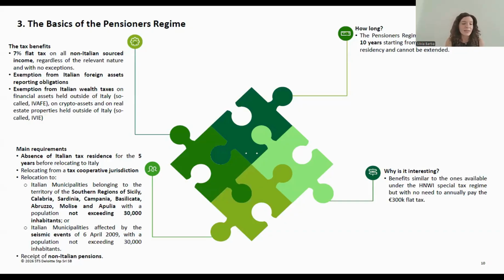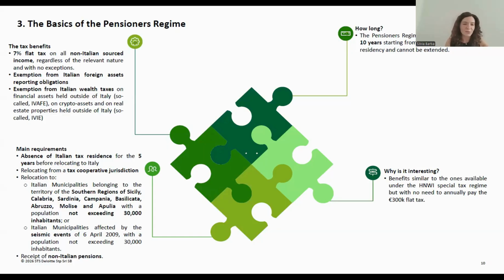Of course, as we were mentioning before, the pensioners regime targets pensioners, so people retired from work. The first requirement to be met is the receipt of a pension. Then the second requirement, different from the other regime, is that this regime is applicable to individuals relocating to certain regions of Italy, particularly in the south of Italy, in villages and municipalities with a small population, so less than 30,000 inhabitants. Also, some other municipalities are located in territories and regions that have been affected by seismic events in the past.